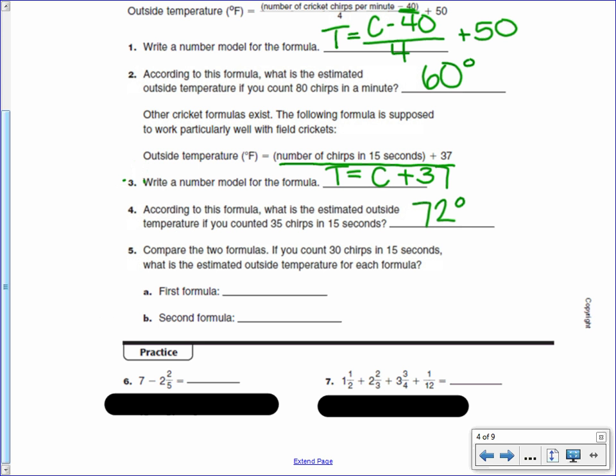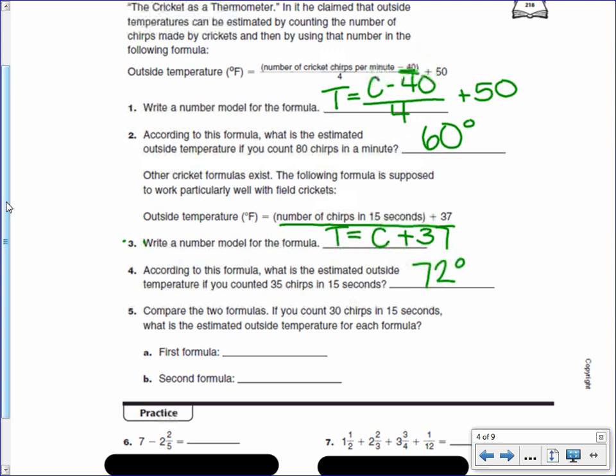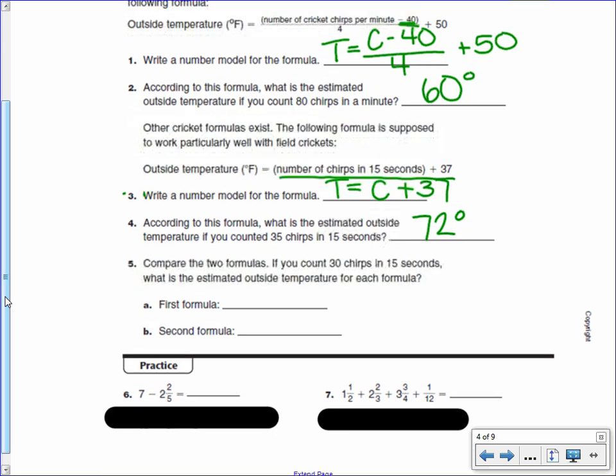Okay, now they want us to compare the two formulas. So they're saying, okay, you want to know which one is more accurate, or what's the comparison. If we go to 30 chirps in 15 seconds, we need to figure out with both of our equations. So we don't know the T for the first one. Okay, the first formula was this one, remember? Do we know what C is? It's 30 chirps in 15 seconds.